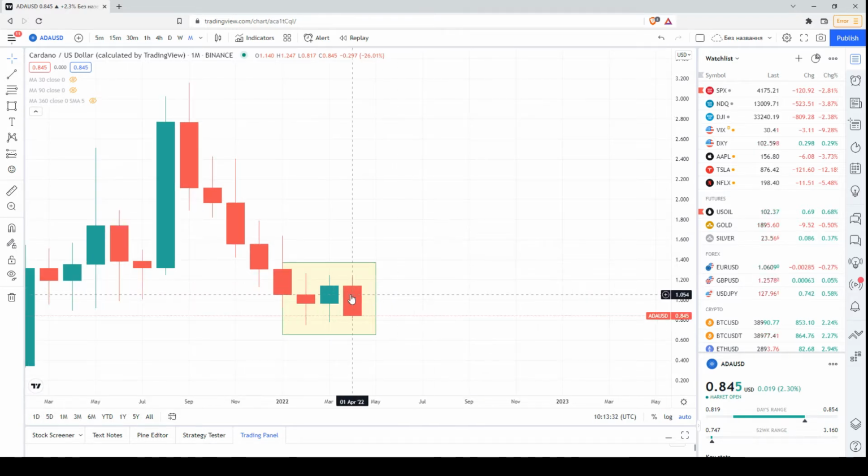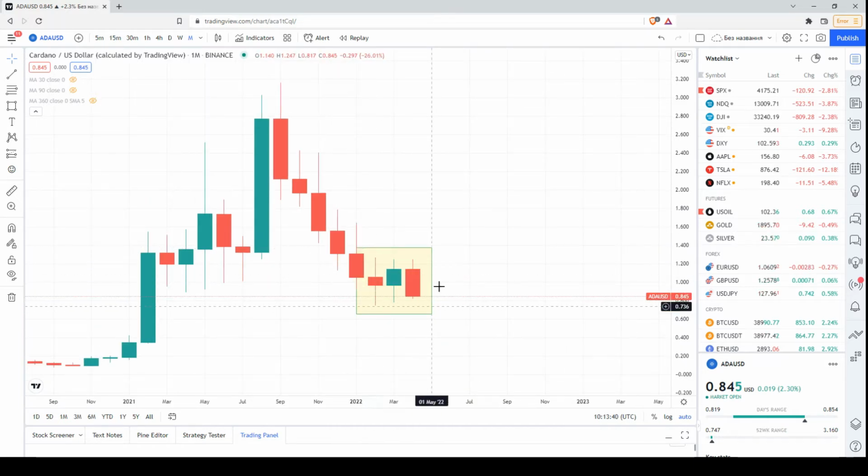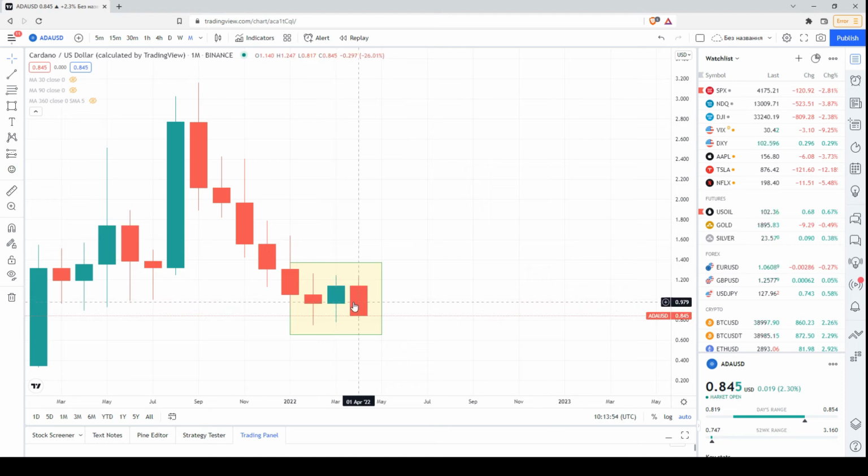We have another candlestick with a maximum at the level of the previous ones and the minimum at the level of the previous ones. So we have some kind of consolidation, because we don't have a sequence now of candlesticks with lower highs and lower lows. But I want to make a small warning, because the recent candlestick, of course, still has 3 or 4 more days until the end of the month, until the end of April.